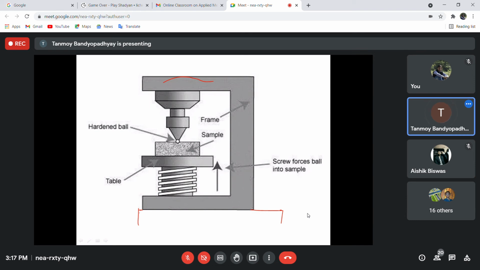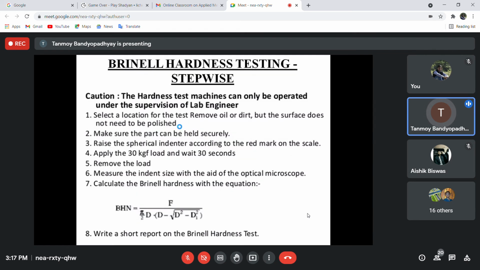Okay? As I already said, this one is the elevating screw, this goes up, and this is the sample. The sample is kept in touch with the hardened steel ball, and here you have a load and pulley arrangement. Using the load and pulley arrangement, the load is applied on the specimen from this side. Once the load has been applied, the specimen is removed, and you measure the impression diameter, and from there we calculate the BHN value. So this is just a stepwise procedure.